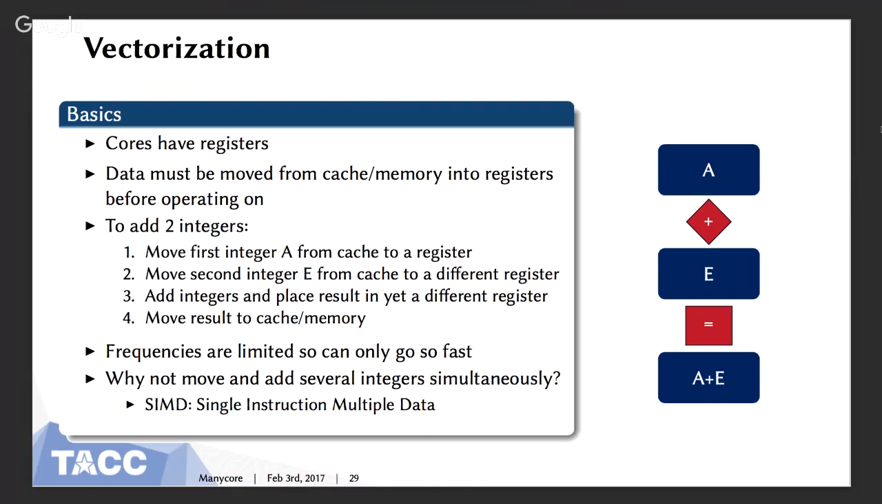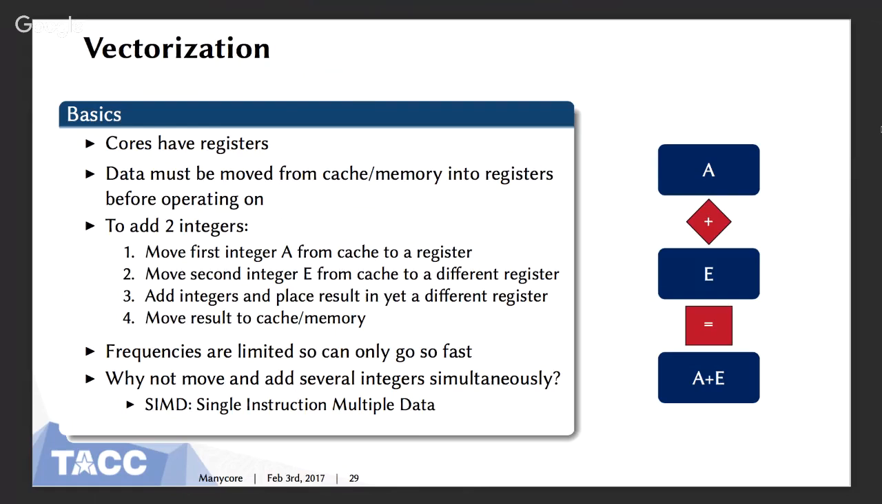Cores have registers. Data needs to be in those registers in order for the cores to operate on them. So data gets moved from the cache or the memory into these registers. They get operated on, and they get moved back out to cache or memory. So for example, to add 2 integers, you first have to move integer A from the cache to a register. So in this diagram over here, each one of these blue squares represents a register. Secondly, you have to move a second integer from cache to a different register, in this case E. Then I have to operate on them. There's some logic in the processor that performs this operation. And then I place that result in another register, A plus E, and move that data back to cache or memory.